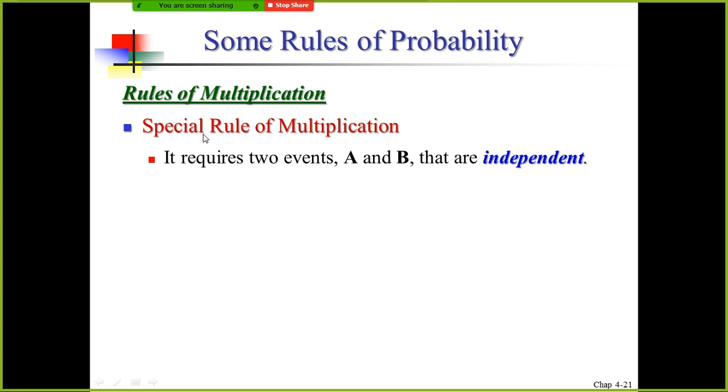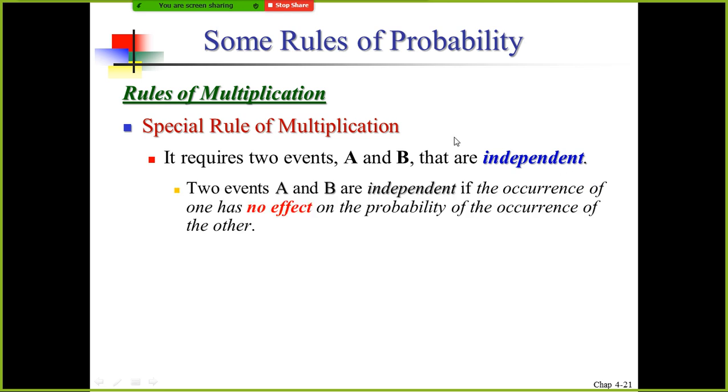So in order to study the rule of multiplication, you need to have at least two events. Now we have two. One is A, one is B, and moreover A and B are independent events. That means event A is not depending on event B, and B is not depending on A. Two events A and B are independent if the occurrence of one event has no effect on the probability of the occurrence of the other event.